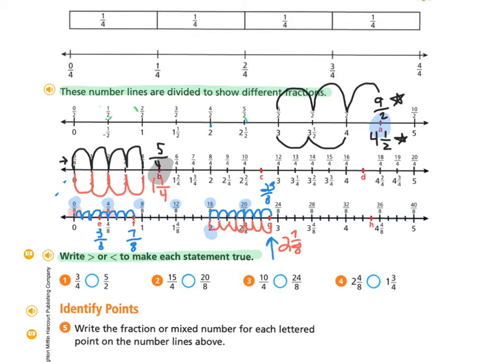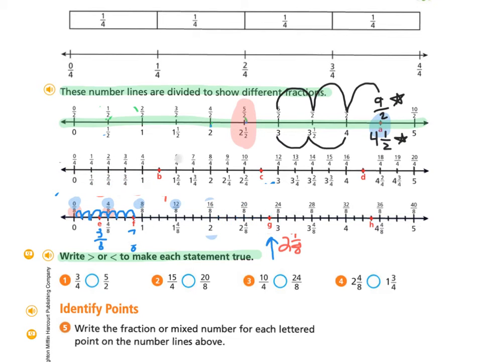3/4 and 5 halves. I notice that my first number line counts by twos. Let's find where 5 halves is. As I'm counting, I can see that here. My next number line is counting by fourths. Let's find where 3/4 is. I'm going to do a little erasing here.